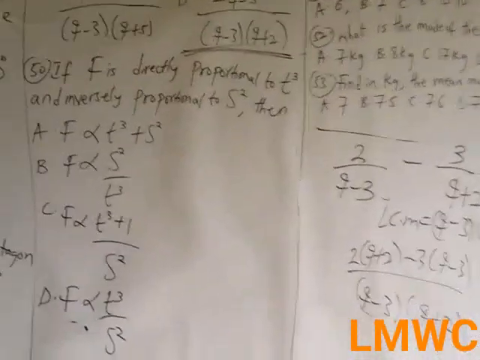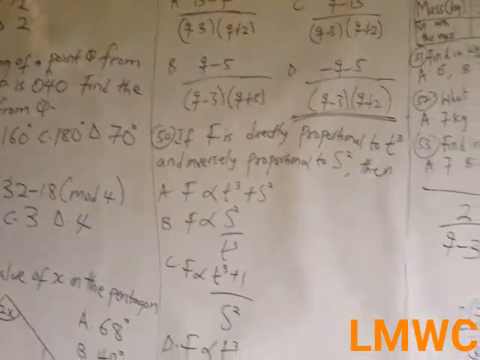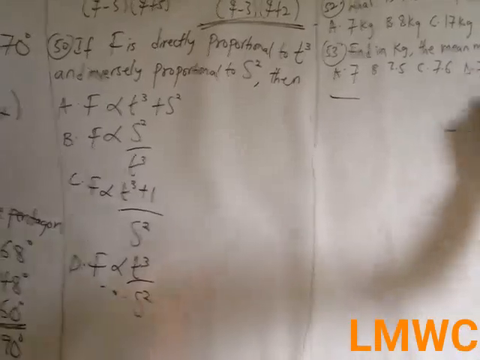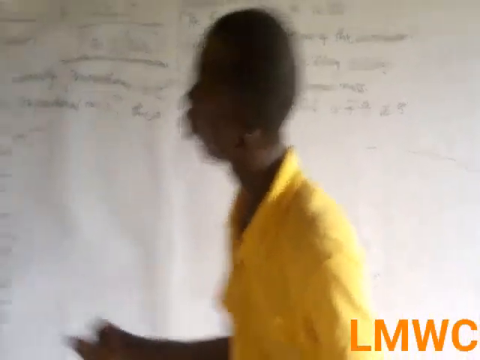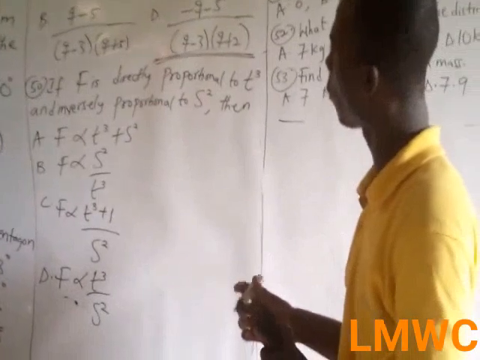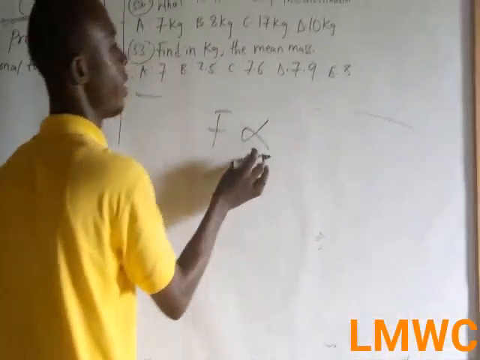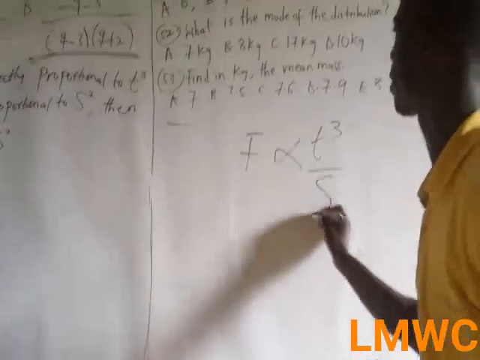Question 50 is on variation. For variation, we have direct variation, inverse variation, partial variation, and joint variation. Variation is an interesting topic and is one of the simplest topics in all mathematics. Take note. They just want you to choose the formula for this. F is directly proportional to T cubed. Directly proportional, this is the symbol they always use, to T cubed. And inversely proportional to S squared.